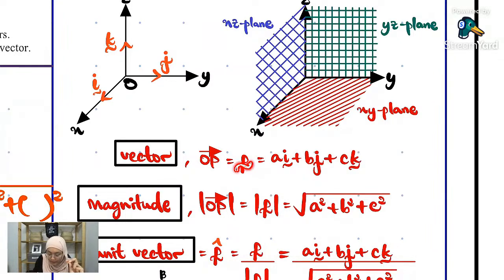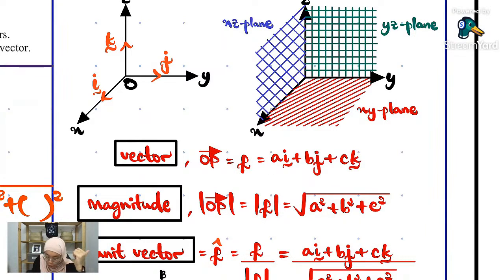Apa ni kita panggil, this small, I kind of forgot what its name is. If you have any idea of the name, I'm so sorry, what is this called? If you have any idea what this thing is called, please write it down there. So it's just small letter p, and then make sure you put this symbol there.